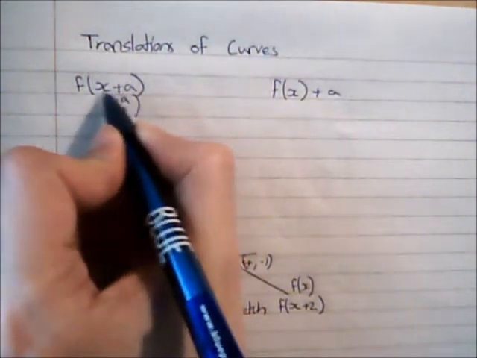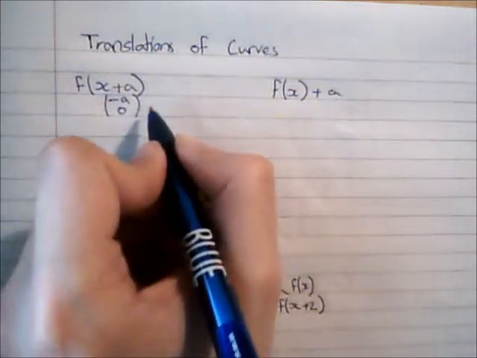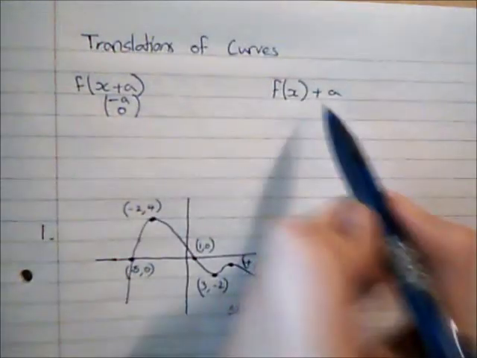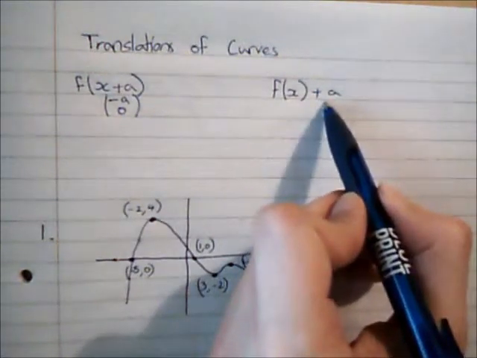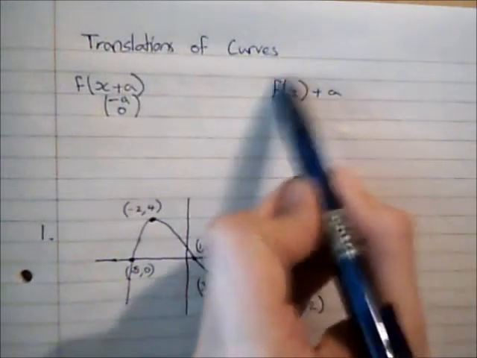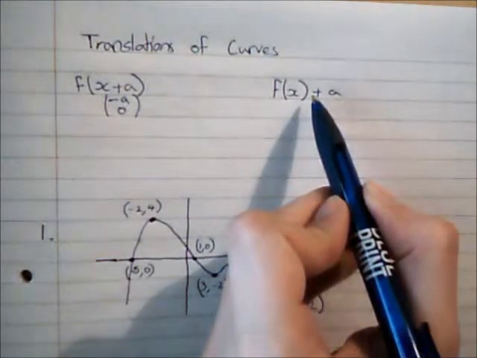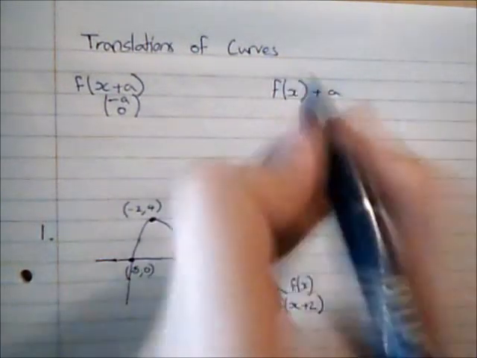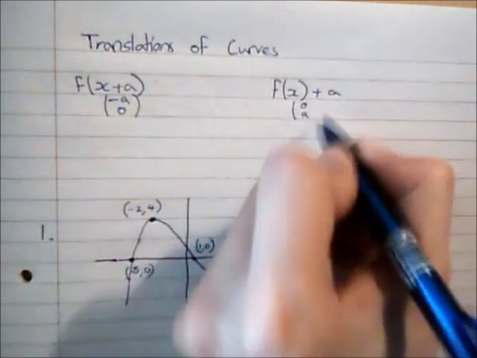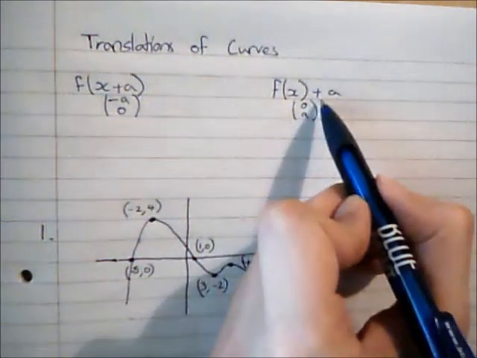So if it's x, say for instance x plus 5, it's actually going to be a shift of 5 to the left. Now if we are looking at a transformation where we are adding or subtracting something from the entire function, then that's going to affect where it lies in the vertical direction. So the vector here is going to be 0, a. It's going to shift up if it's a positive, and it's going to shift down if it's a negative.